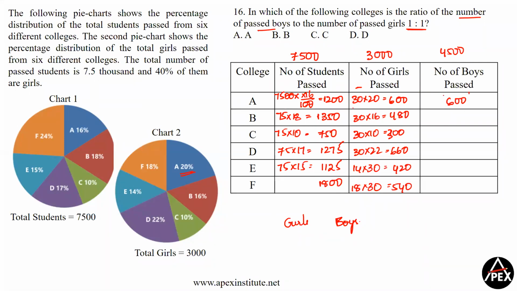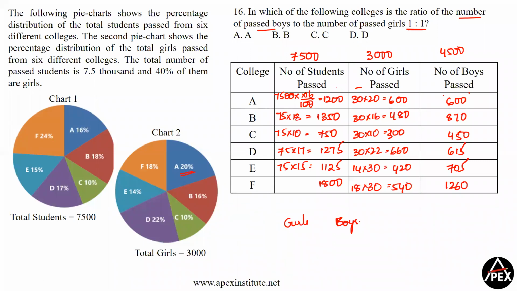Okay, 1350 minus 480. 870. 750 minus 300. 450. 1275 minus 660. 615. Isn't it? Is it 615? Yes. 615. 1275 minus 660, it will be 615. Yeah, 615. Perfect. So 1125 minus, sorry, 705. Perfect. My bad. Okay. And 1800 minus 540. So it will be 1260.